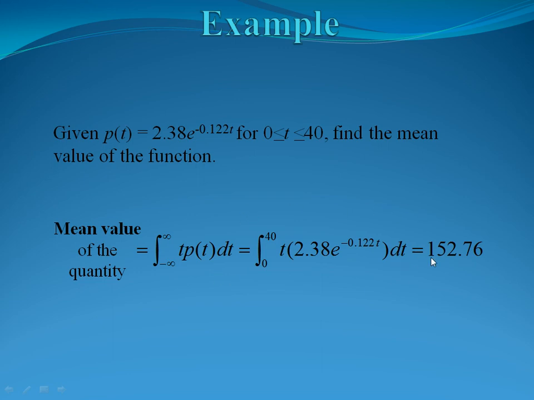When you plug that in, that's going to give us a mean value of 152.76. So again, when we're finding the mean, we're just taking the variable that we're using, here it's t, sometimes it's x, times the PDF, and we integrate over the bounds for which our variable is defined. And that'll give us the mean value of the function.